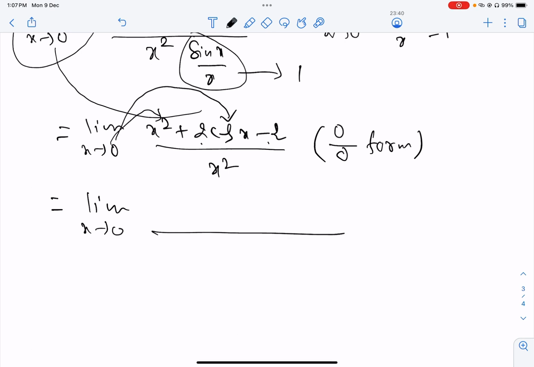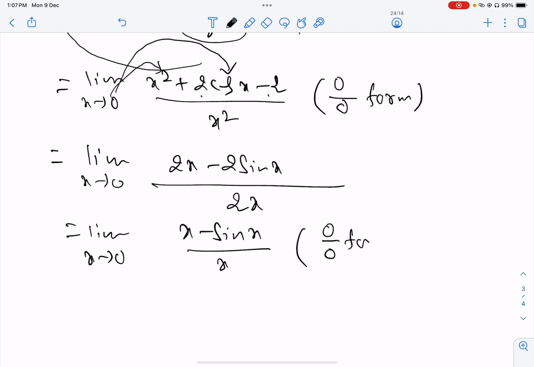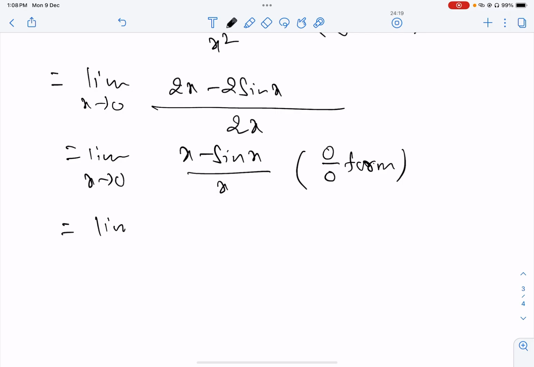So taking derivative separately of numerator and denominator, derivative of x square is 2x, derivative of 2 cosine x is minus 2 sin x, derivative of 2 is 0, and derivative of x square is 2x. So we can say that 2 can be taken outside. So this is x minus sin x divided by x. And if we take x tends to 0, sin 0 is 0. So again this is 0 by 0 form. So again we can apply the L'Hopital rule.